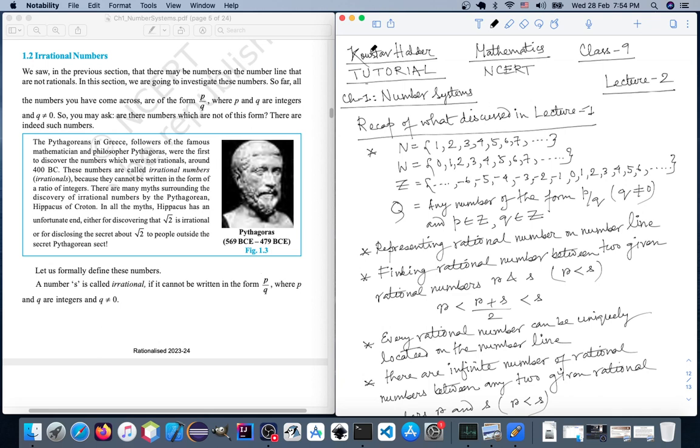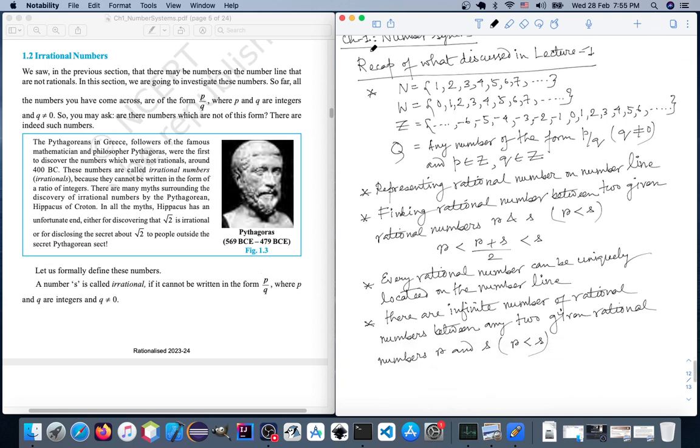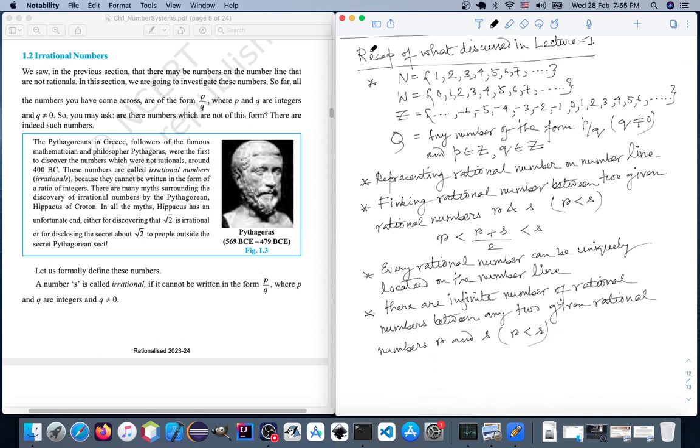And finally, we discussed how to find a rational number between two given rational numbers R and S, where R is less than S. We have seen that the rational number (R plus S) by 2 lies between R and S. Also, every rational number can be uniquely located on the number line, and there are infinite rational numbers between any two given rational numbers R and S. This also implies that there are infinite rational numbers on the number line. Now let's start the irrational numbers.